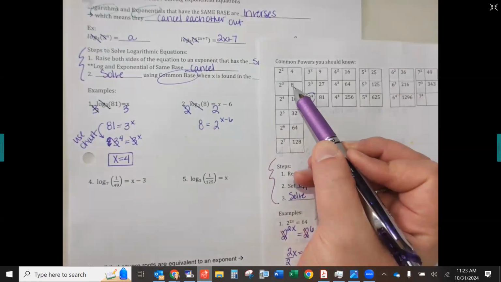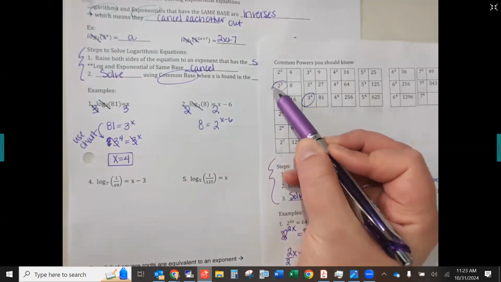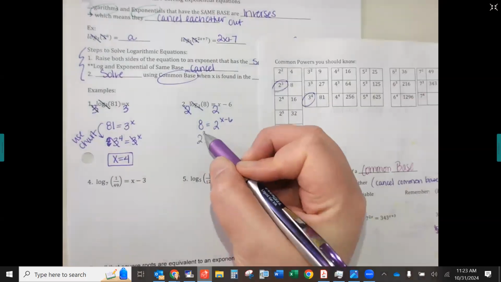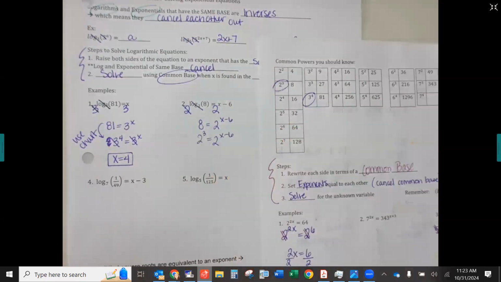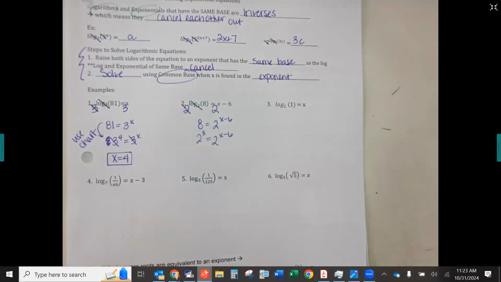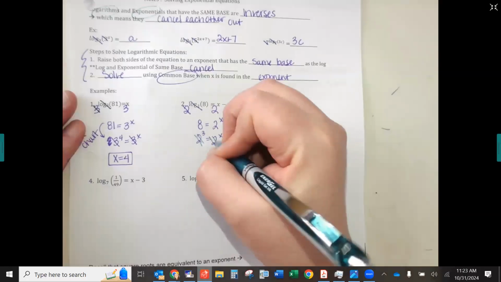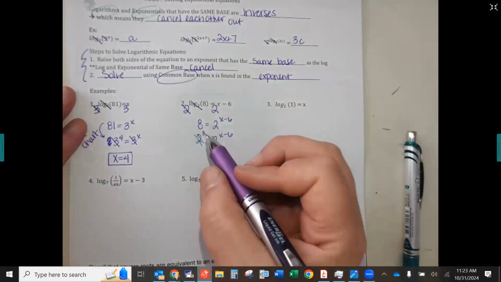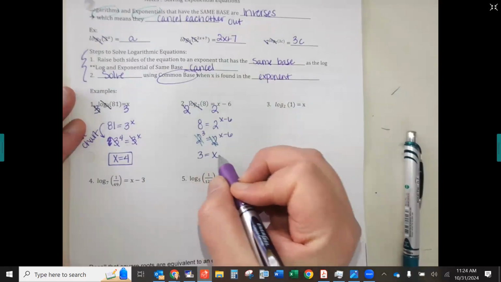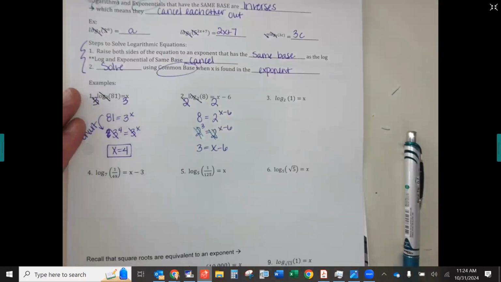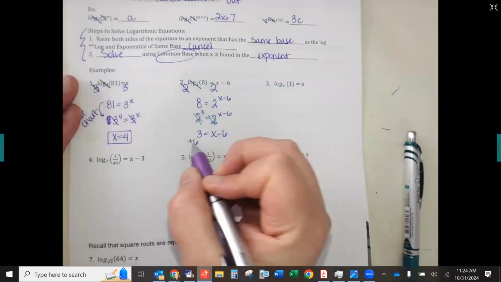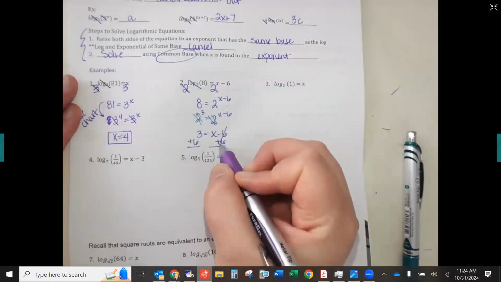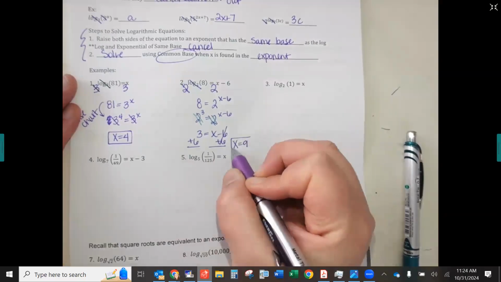Okay, 8 right here is going to be 2 to the 3. So it'd be 2 to the 3 equals 2 to the x minus 6. And then from there, once I have those matching big 2's for exponentials, we can cross them out and just set the exponents equal to each other. So I have 3 equals x minus 6. And then to get rid of the minus 6, what will we do? Plus 6. What's our value of x going to be? 9. Okay.